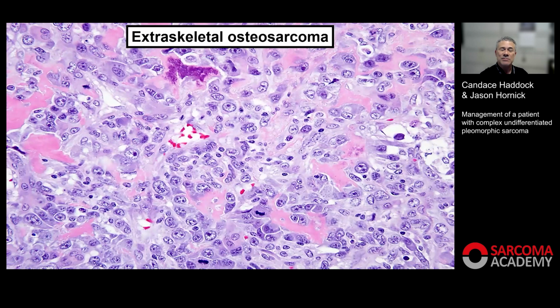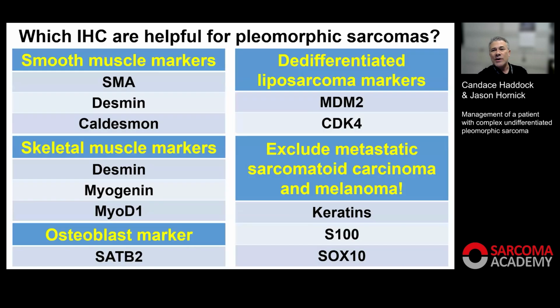Next slide. So then the question becomes, when do you need to do immunohistochemistry? And there's already been a question about the radiology presentation along those lines. We do have some very helpful lineage markers that can lead us toward a specific diagnosis. I've listed some of them here.